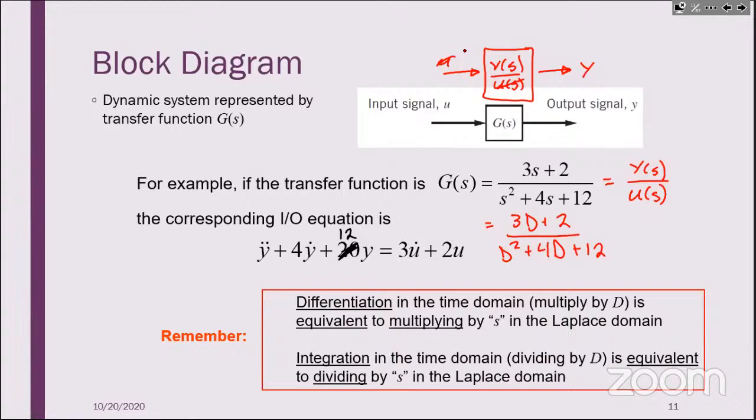All right, so if you take this, you cross multiply, and you substitute in d/dt for your d operator, you'll get y double dot plus 4y dot plus 12y is equal to 3u dot plus 2u, right? So differentiation in the time domain, we multiply by d, and integration, we divide by d. That's how we roll. So if we're given a transfer function, we should be able to go back and forth between the transfer function and the original differential equation that we had. No problem.